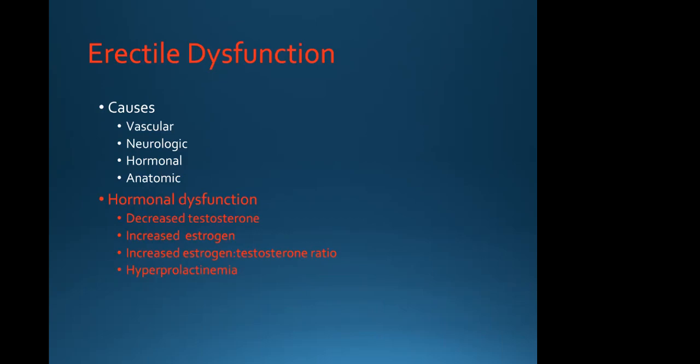Typically, we see the vascular, neurological, and even hormonal causes, and even anatomical causes. Those tend to occur progressively over a period of time, whereas the psychological may actually occur more abruptly, unless you have something like trauma that occurs. So these are the things that can cause this.